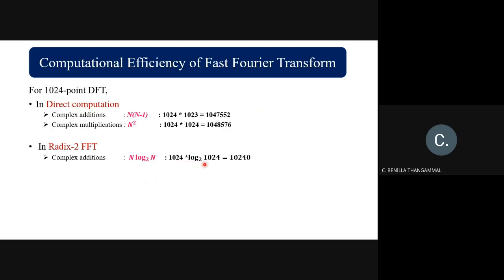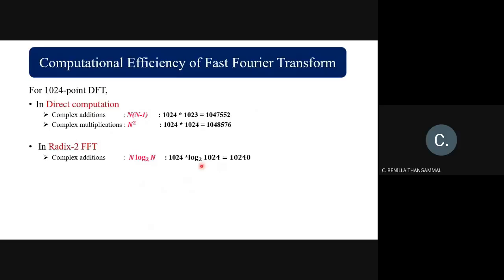So 1024 into log base 2 of 1024 is given by 10,240. This log base 2 of 1024 can be calculated in the calculator. In our calculator, it is log base 10, so to get it, log 1024 divided by log 2 will give you the answer. The number of complex multiplications is N by 2 log base 2 of N, so this is going to be half of your addition here, which is 5,120.